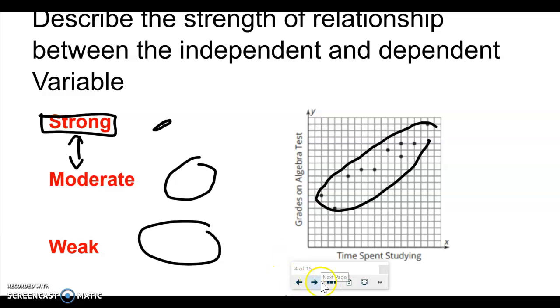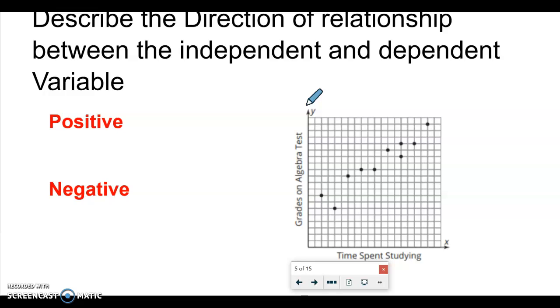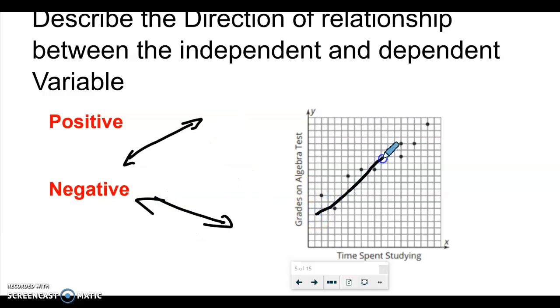The other thing that we talked about last week was looking at the correlation and saying, is it positive or negative? Positive meaning the points form a straight line that has positive slope. Or if it's negative, it's going downhill, like it has a negative slope. So in this case, when I look at my line of best fit, does it have a positive slope or a negative slope? We would say it's positive.